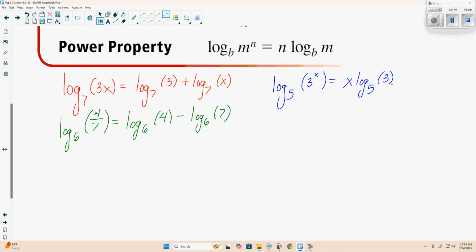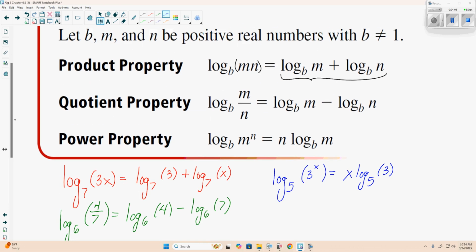Now, whenever we're applying these, when we expand, we're going to want to go quotient, product, power. When we're expanding it out, we're going to go quotient first, apply the quotient property, then our product property, and our last one's going to be our power property.